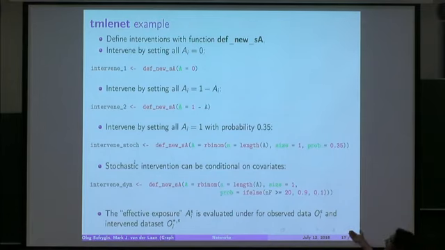Similarly, we want to define an intervention now, and these are different examples of intervention. For example, we might be interested in the intervention that sets everybody's treatment to 0, in which case you just simply say A is 0. You might be interested in an intervention that takes everybody's exposure and takes 1 minus that exposure. This intervention doesn't make any sense. It's just simply to showcase that you can use the covariates to define a specific intervention.